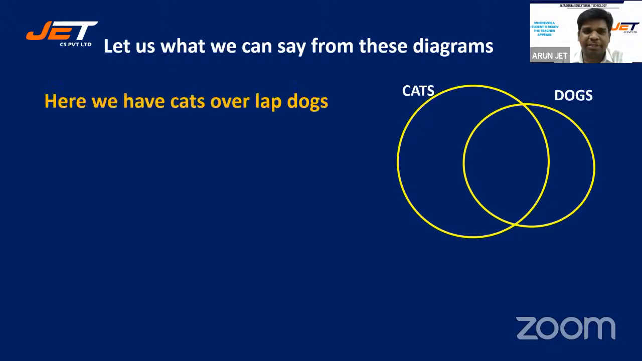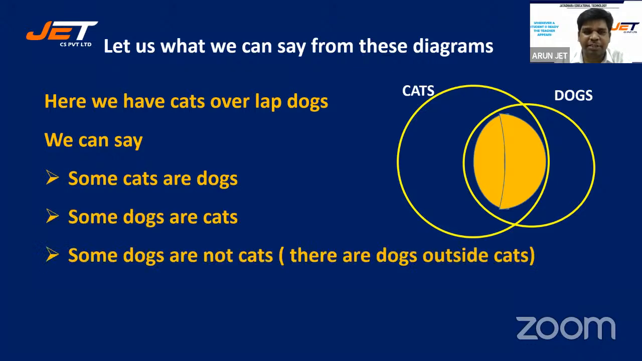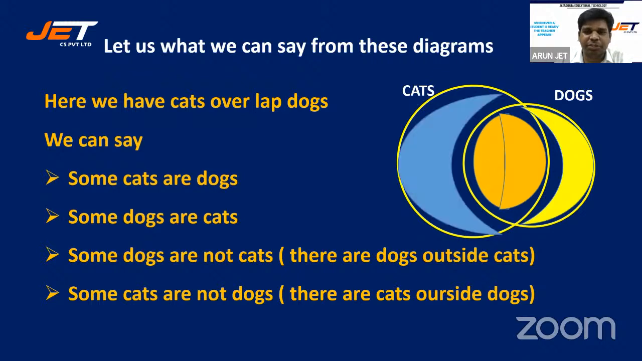We have got cats that overlap dogs this way. So we can say some cats are dogs, or I could say some dogs are cats, or I could say some dogs are not cats. Or I could as well say some cats are not dogs. This part of the diagram. So the three shaded diagrams, the shade which you see blue, yellow, and orange. Some cats are dogs, some dogs are cats is for the orange shade. Some dogs are not cats is for the yellow shade. Some cats are not dogs is for the blue shade.